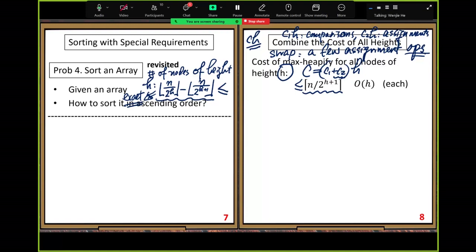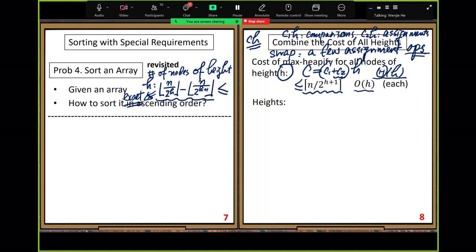Although here I use big O because we only look at the upper bound. We do not look at the lower bound. If we only look at the upper bound, big O and big theta are the same. Only when we look at the lower bound are they different. But here, we want to estimate the upper bound of the total cost, not the lower bound. So it's okay. We use the big O notation here.